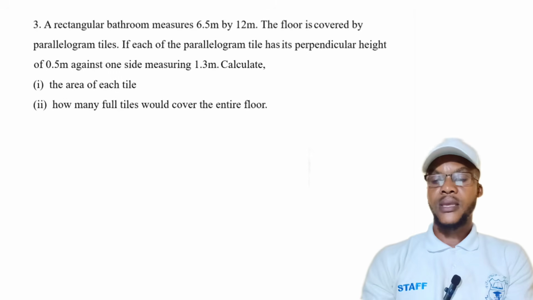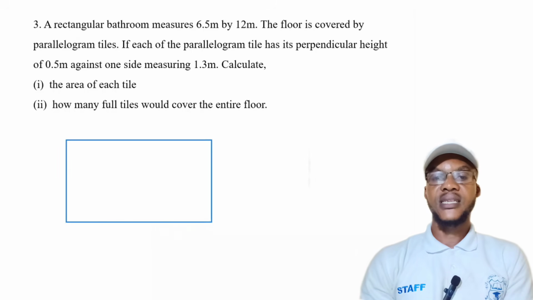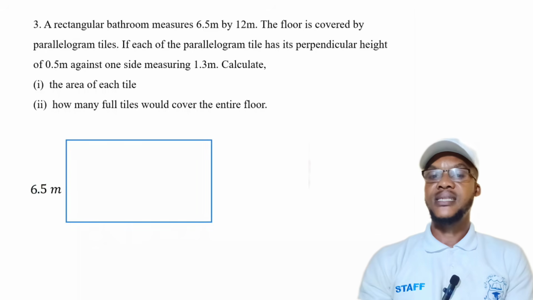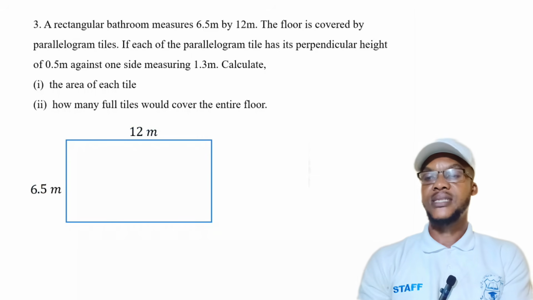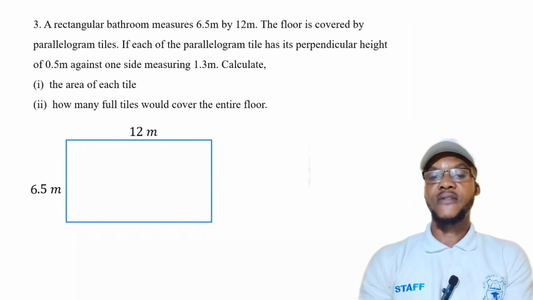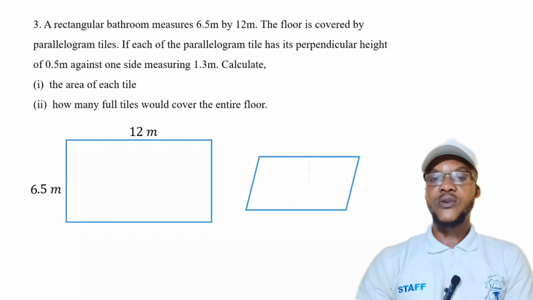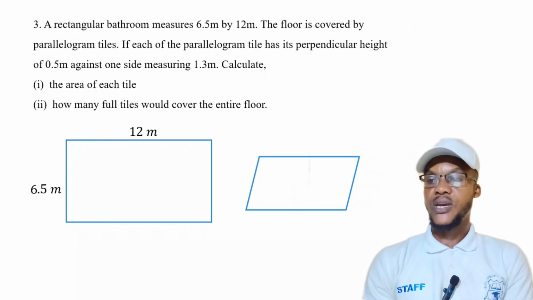Okay, yes. So this is, we take this as our rectangular bath, and we are saying that it measures 6.5 meters by 12 meters. So it means that the longest side takes the 12 meters, that is the length, and the shortest side takes the 6.5, that is the width. Okay, yes. And then we also take our parallelogram. Okay, so this is what we are using. We are using our parallelogram, this shape as well.